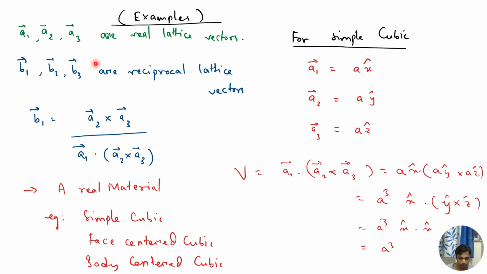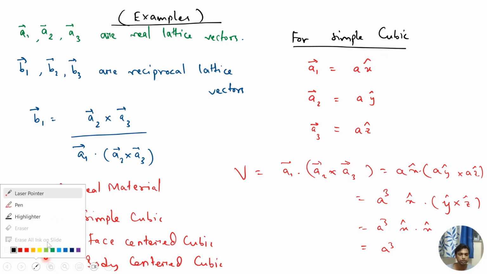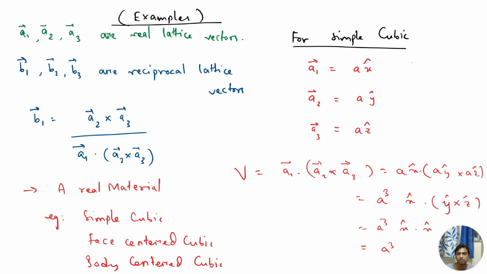We start with the example of a simple cubic structure. A simple cubic structure is nothing but a structure with the lattice points at the corners of a cube of side A.